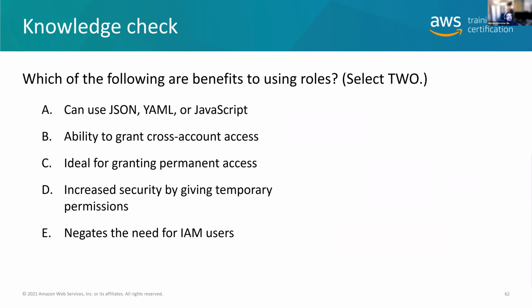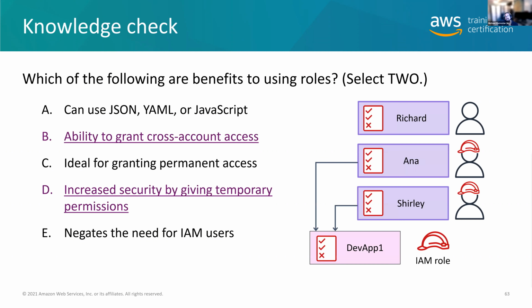Which of the following are benefits to using roles? Let's select two. B and D, right? Good. So roles can do cross-account access. That's true. And you give temporary permissions. Remember, roles are specific to temporary permissions. AWS wants you to hang on to that and remember that deeply.